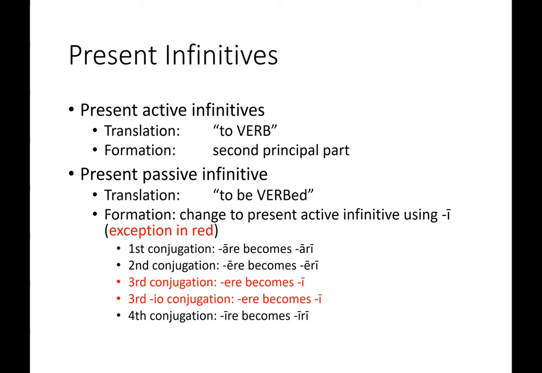The exception to this is for the third and the third io, where instead the entire ere ending is dropped off and becomes an I by itself. Okay? It's a small change, and it's not really difficult to remember. These are very straightforward rules. Okay? The hard part comes with not accidentally doing the same thing for the second conjugation, for instance. And it often is the passive infinitives for the third conjugation and third io that are the hardest to recognize as infinitives because when you see them, they don't have that expected look to them. I'll show you some examples right now.